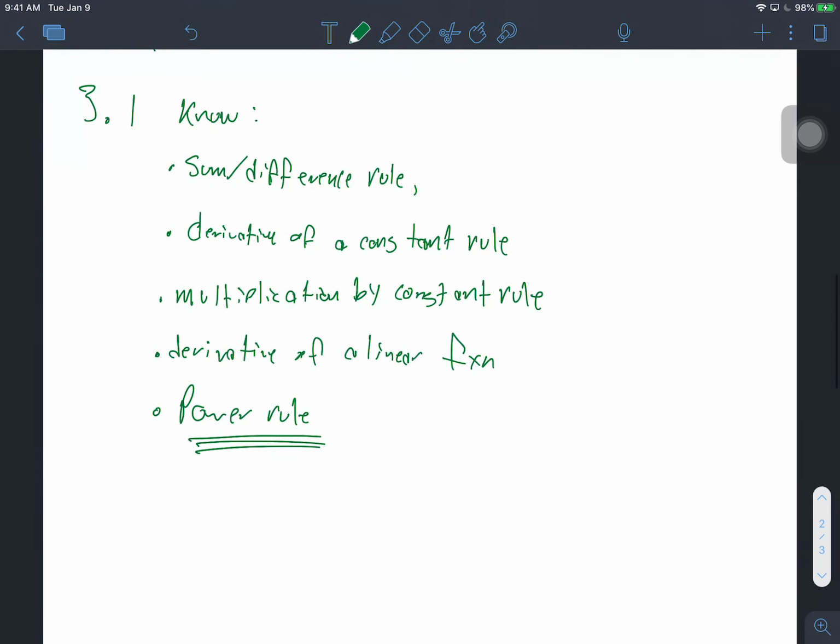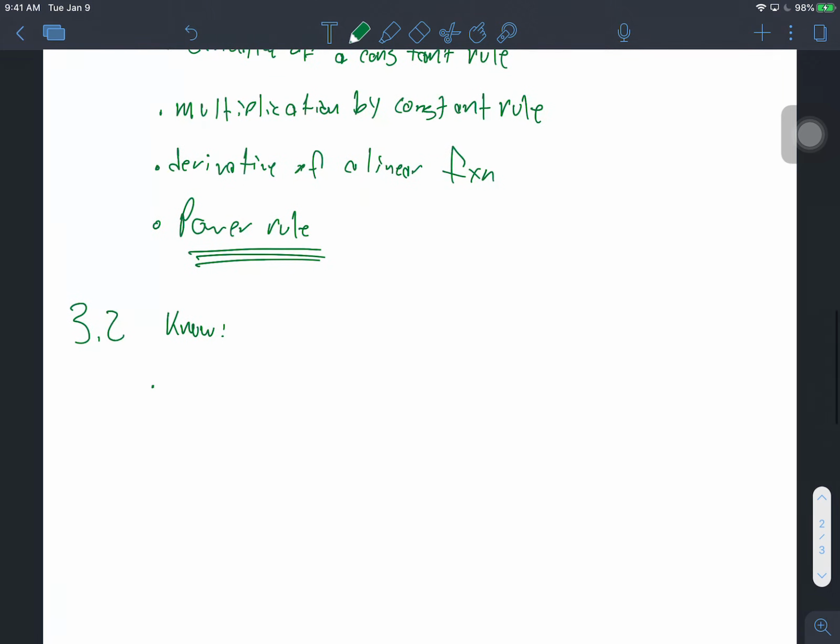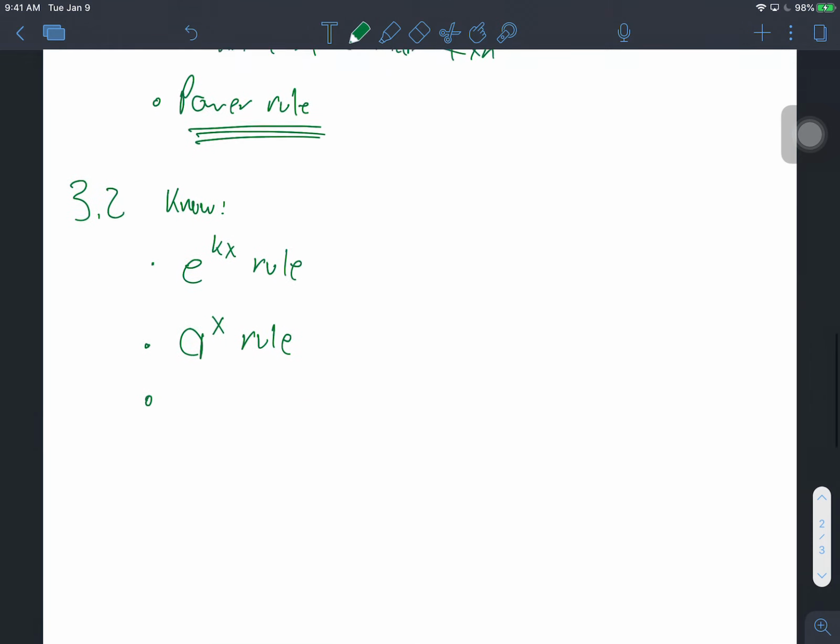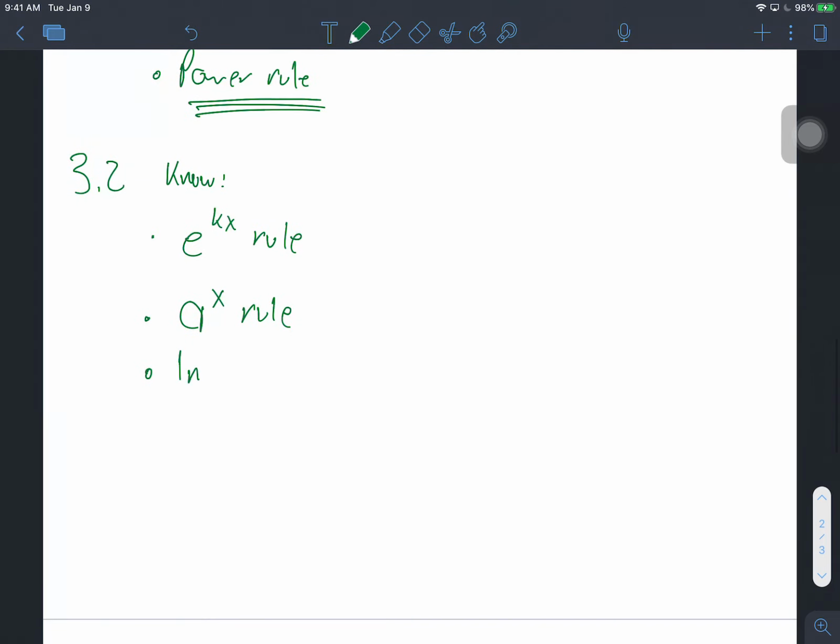Okay. So 3.2, we just learned more rules. We should know the e to the kx rule. We should definitely know the a to the x rule. We should know the ln rule. Yeah, those are the rules that we learned in that one. I guess that was a kind of a short one, huh? Okay.